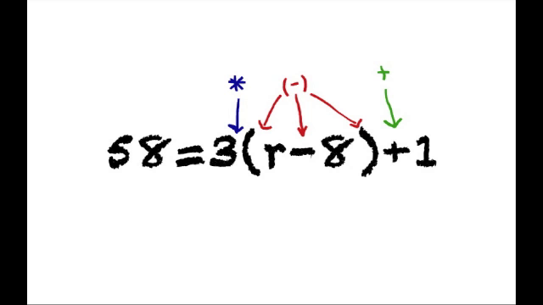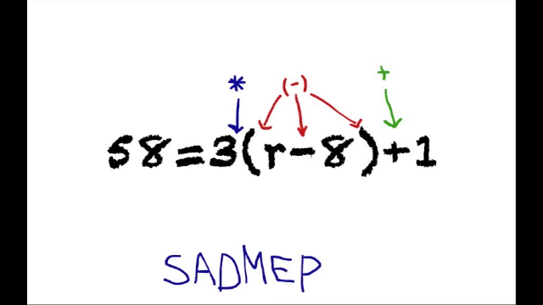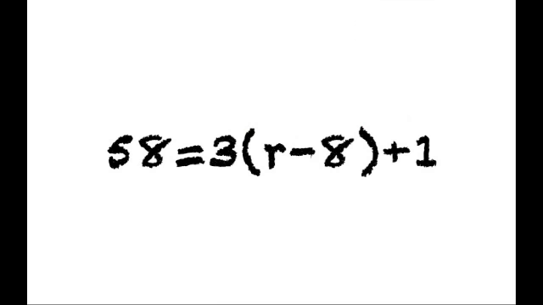So if we think back to that first principle about opposite order of operations, SADMEP, we know that the first thing we want to take care of is that addition. The second thing would be the multiplication, and then the third thing would be the subtraction that's within the parentheses. So if we think to that first thing, the addition, we want to think about what is the opposite operation of add. Well, the opposite operation is subtract, so we want to subtract 1 from both sides to keep the expression balanced.